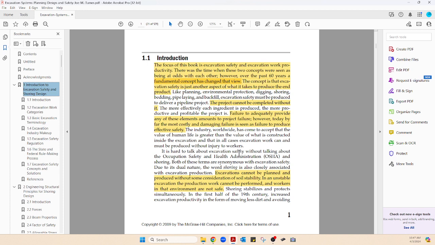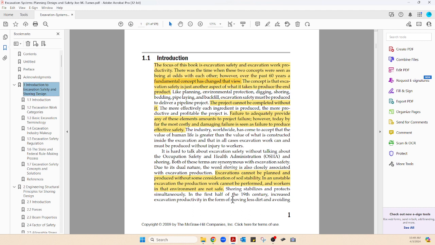That's OSHA. And shoring. Both of these terms are synonymous with excavation safety. Due to its dual nature, the word shoring is also closely associated with excavation production. You can't go forward unless you're safe. Excavations cannot be planned and produced without some consideration of soil stability. In an unstable excavation, the production work cannot be performed, and workers in that environment are not safe.